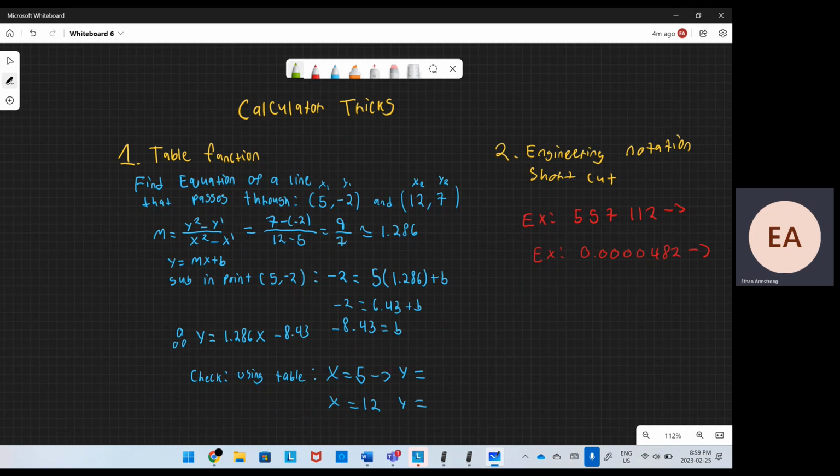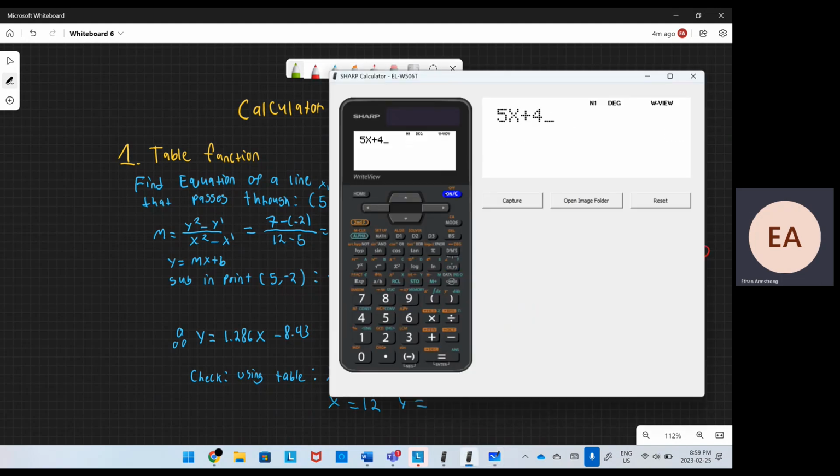We then sub this point into our equation, y equals mx plus b. Our y value for this point is -2, and then we replace the x with our 5, giving us -2 equals 5 times 1.286 plus b. Then we can rearrange that to solve for b, and we get -8.43. So that gives us the equation y equals 1.286x minus 8.43.